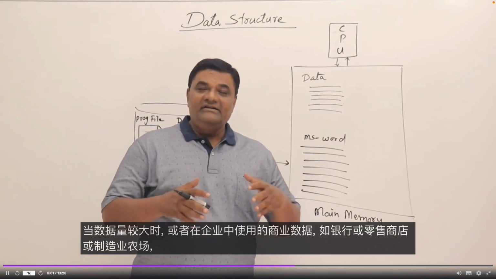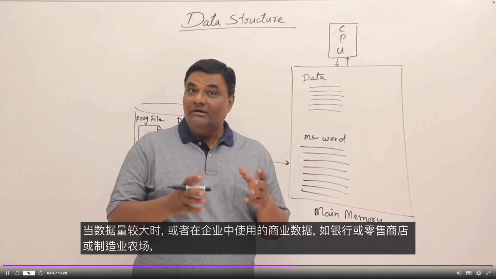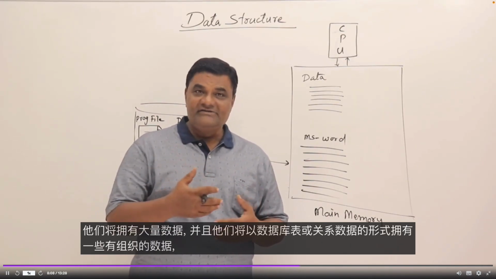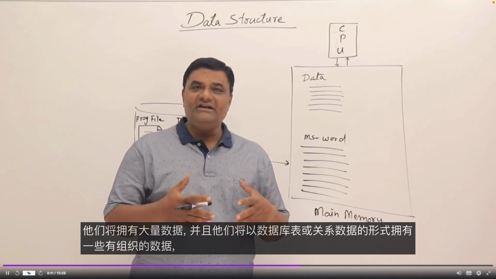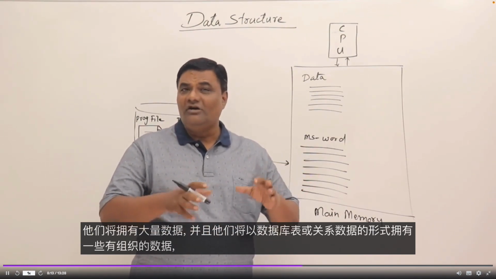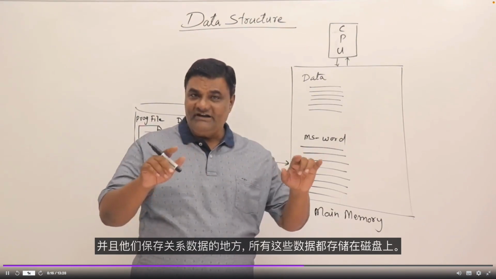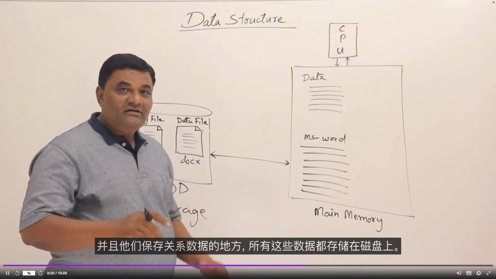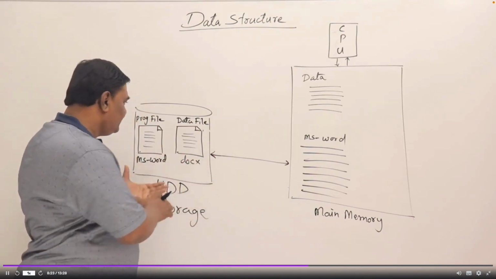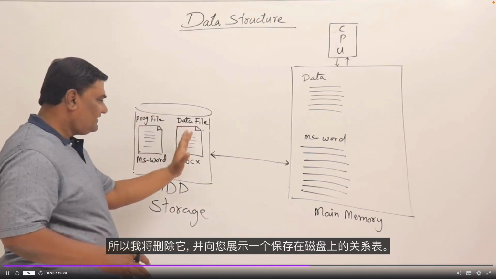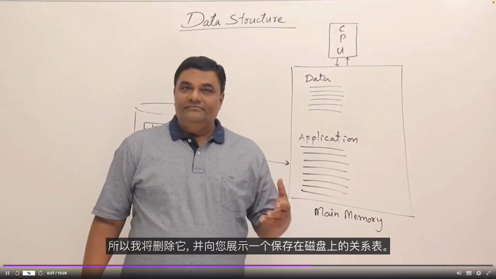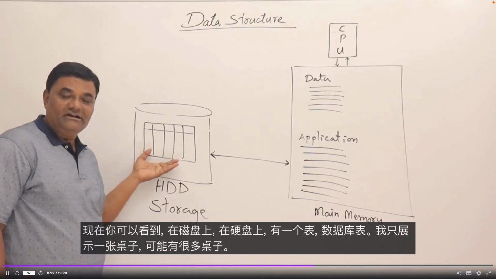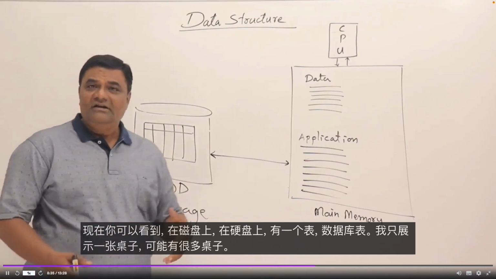See, when the data is larger in size, or commercial data that is used in businesses like banks, retail stores or manufacturing firms, they will have a lot of data, and they will have some organized data in the form of database tables or relational data. And where they keep that relational data, all that data is stored on the disk. So I'll just remove this and show you a relational table that is kept on the disk. Now you can see here that on the hard disk, this is a database table. I am showing only one table. There may be many tables.